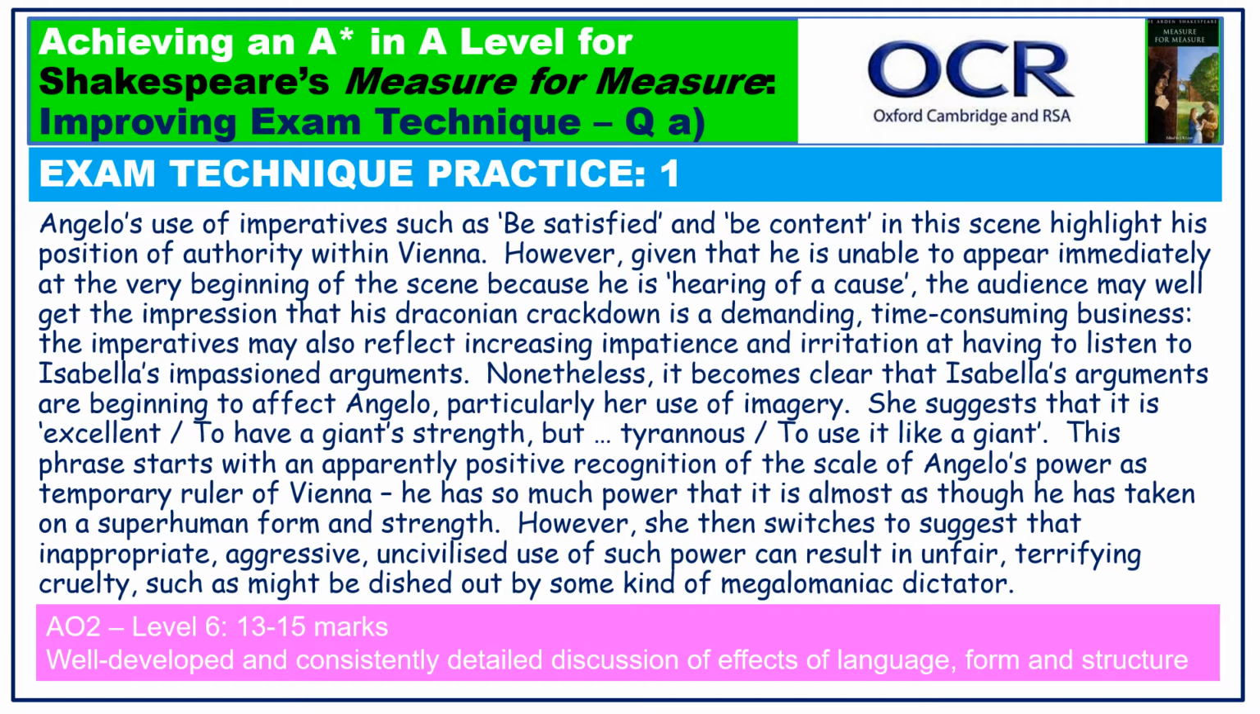Angelo's use of imperatives such as "be satisfied" and "be content" in this scene highlights his position of authority within Vienna. However, given that he is unable to appear immediately at the very beginning of the scene because he is hearing of a cause, the audience may well get the impression that his draconian crackdown is a demanding, time-consuming business. The imperatives may also reflect increasing impatience and irritation at having to listen to Isabella's impassioned arguments. Nonetheless, it becomes clear that Isabella's arguments are beginning to affect Angelo, particularly her use of imagery.